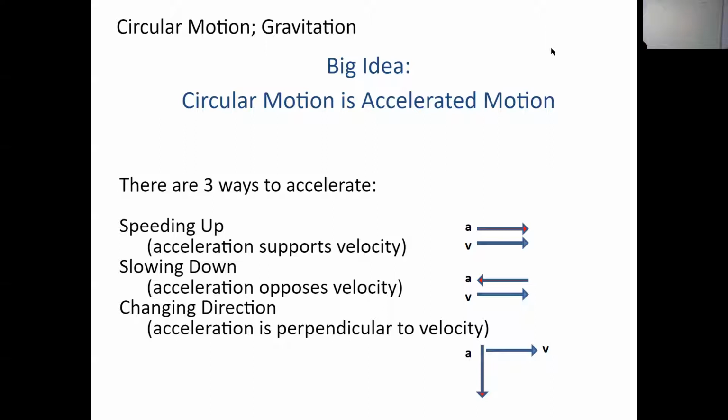There are three ways to accelerate: speeding up, slowing down, changing direction. And the relative direction of acceleration to velocity is going to be the indicator about which one of those three is happening. And of course, two can happen at the same time. You can speed up and change direction, or slow down and change direction. But if the acceleration has no component in the same direction as the velocity, then the speed is not going to change, but it will change direction.